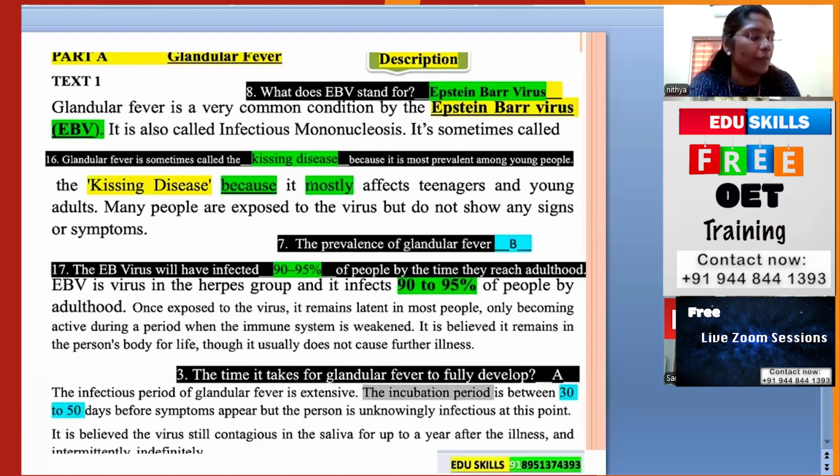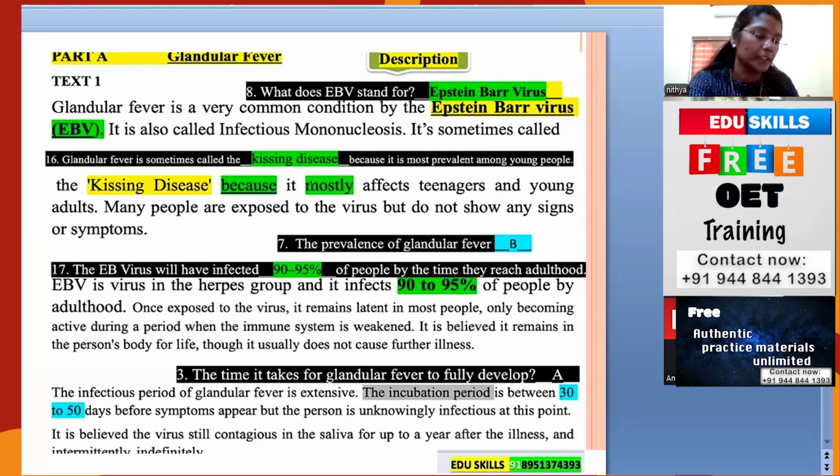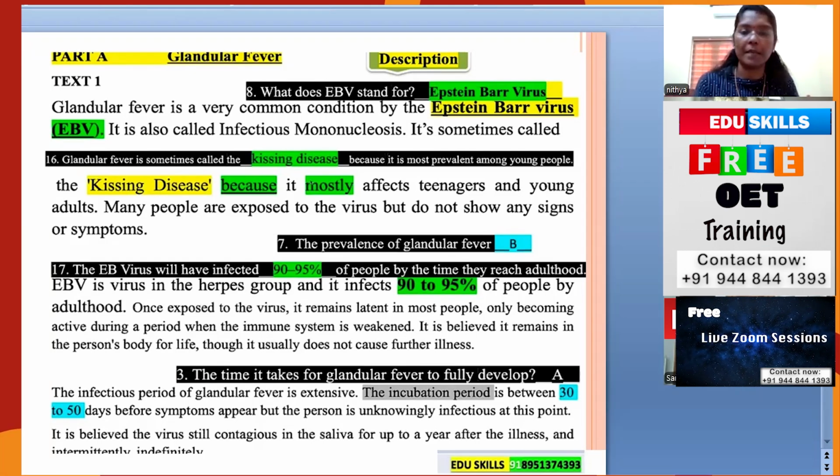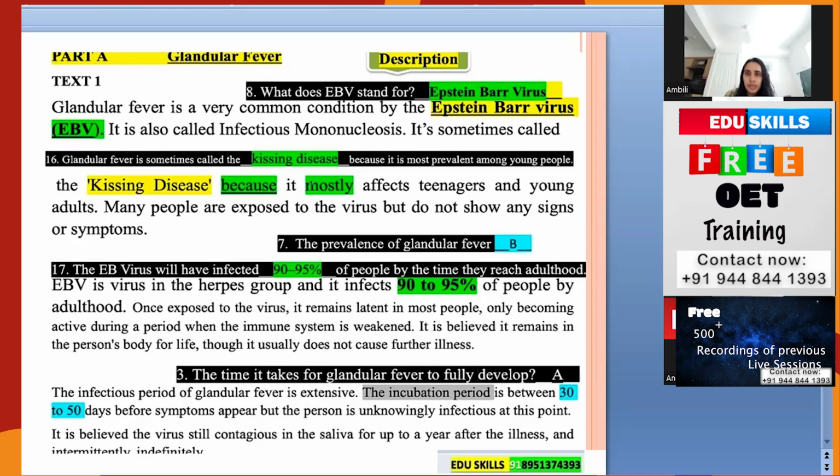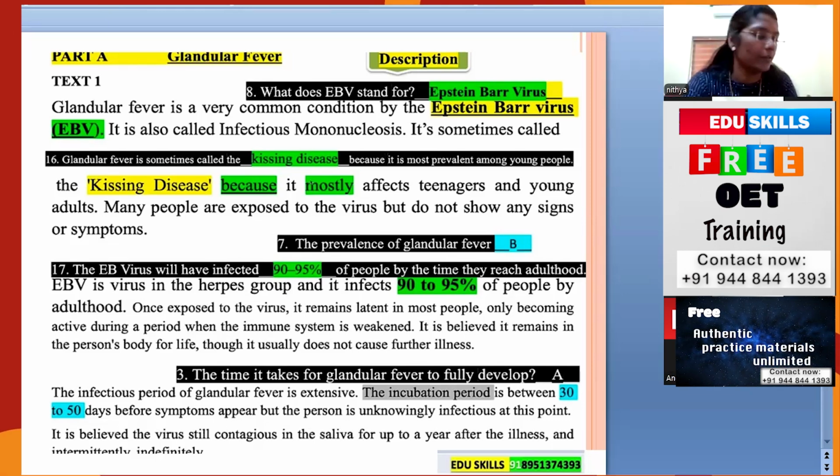Next, eighth question, what does EBV stand for? Then you have to check whether you wrote it in a correct way. That is proofreading, so our next step is proofreading. Epstein-Barr virus is our answer; just check the spelling. Then 16th one, glandular fever is sometimes called kissing disease. Then the next question under text A, 17: the EBV virus will have infected dash of people by the time they reach adulthood. The answer is 90 to 95%. The percentage symbol must be there, otherwise the answer will be wrong.